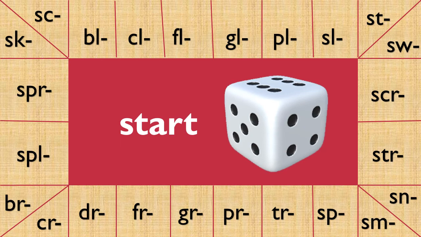You can start from any point. Once you roll the dice, you will get a number from 1 to 6. You have to move your coin and say a word with the consonant blend to which you have moved your coin. So this is the game. You can play this with your parents and you can come to know so many new words.